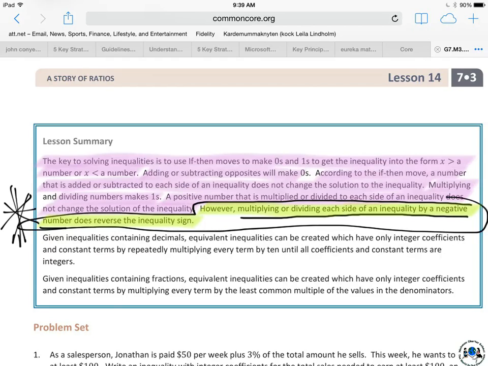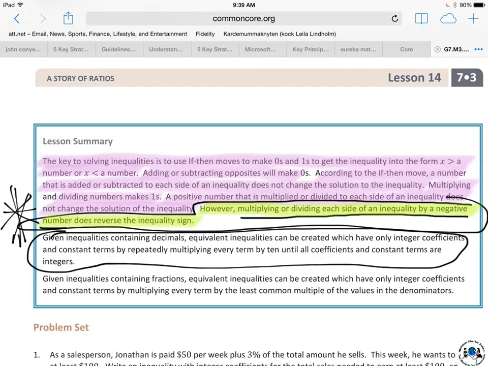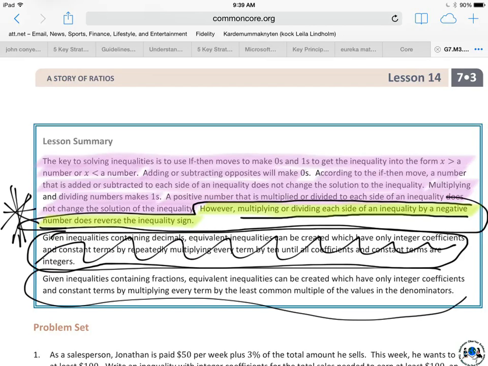All right, so given inequalities containing decimals, equivalent inequalities can be created which have only integer coefficients and constant terms by repeatedly multiplying every term by 10 until all coefficients are constant. I'm actually not sure why this has been thrown in here. Maybe we could just disregard that for now, because that's kind of confusing me. Let's not even worry about any of this anymore. This is pretty much given stuff, and we'll be talking about that again and again. Why they throw these things willy-nilly out there is kind of confusing to me.